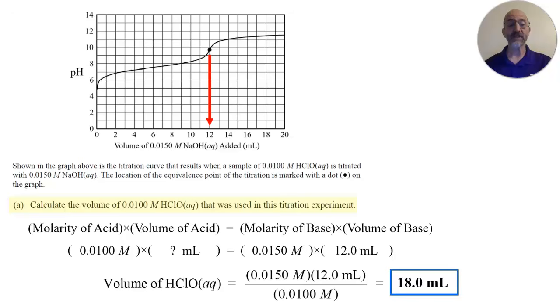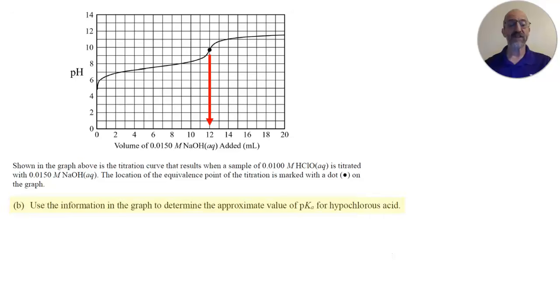Just like we saw in question 9, let's go ahead and focus on the half equivalence point, where pH equals pKa. Let's move on to part B. Use the information in the graph to determine the approximate value of the pKa for hypochlorous acid. So what's half of 12 would be the location of the half equivalence point. So that's right there. The half equivalence point is at 6 milliliters.